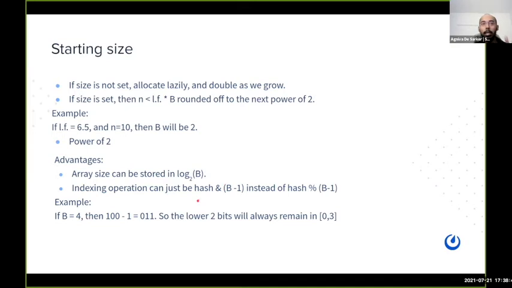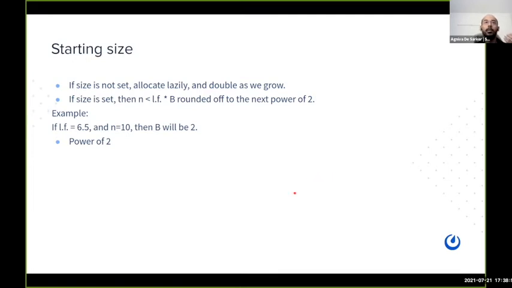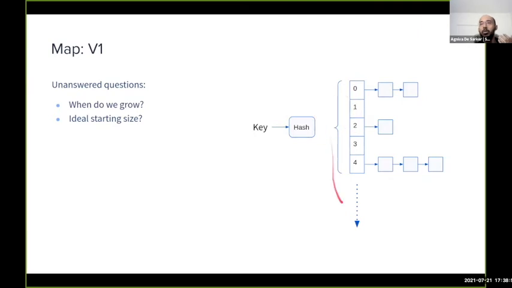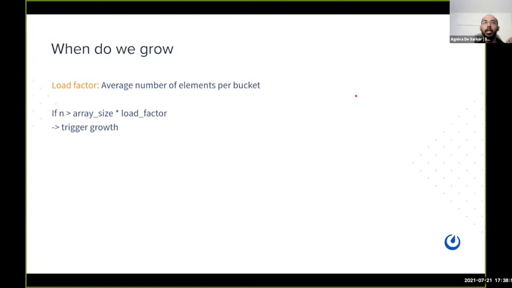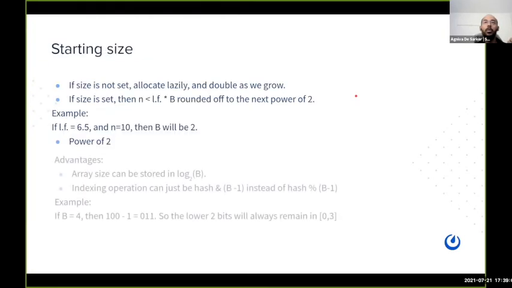But most importantly, the indexing operation can be just a bitwise AND instead of a modulus operator. So here, where we were doing the hashing, after hashing we need to map the value to an array index, right? Usually we would do a modulus operation of the hash, but if we know that B is a power of 2, then we can just do a bitwise AND, and a bitwise operation is much, much faster than an actual modulus operation. So for example, if B is 4, then 100, which is the binary representation of 4, minus 1 is 011. So we can see that the lower two bits will always remain within the range of 0 to 3. So just hash AND B minus 1, get the index, and then go forward with our operations.